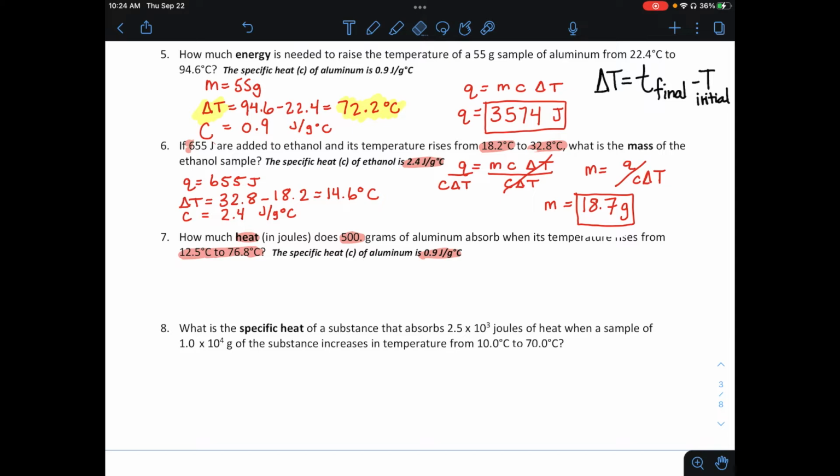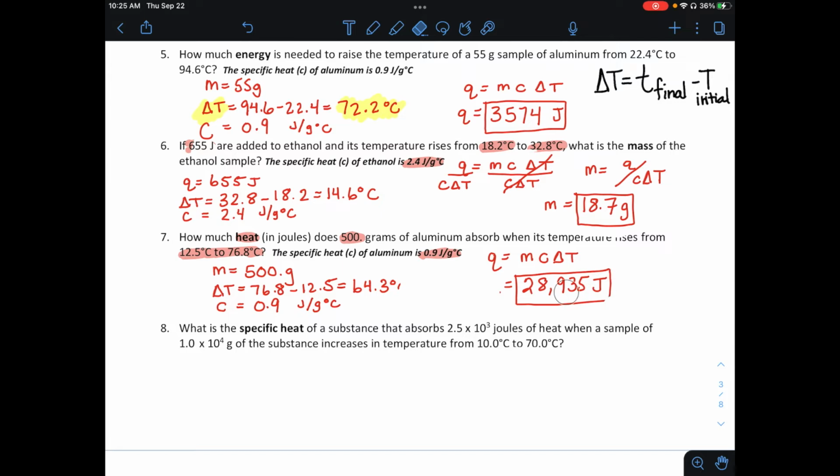So I start out by writing all my givens, my mass, my change in temperature, and my specific heat. And then I call this just plug and chug. So Q equals MC delta T, which is going to equal 28,935. Now let's talk about a calculator for a minute.